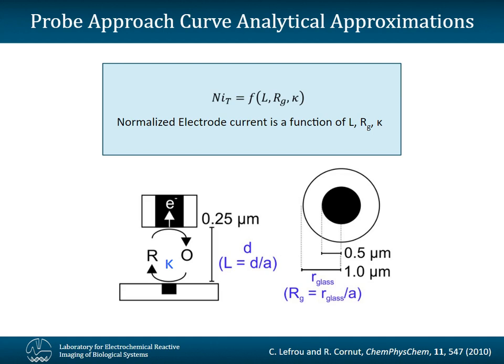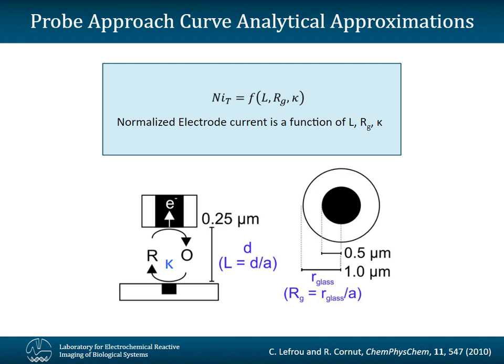So here we have a summary slide where you have the normalized electrode current, NIT, and that normalized current, which we will be simulating or measuring experimentally, is going to be a function of several parameters, including L, that's the tip to substrate distance, which you see on the lower left-hand side. RG is an important parameter in SECM. It's the normalized ratio between the RG of the insulating sheath and the radius of the active portion of that microelectrode.